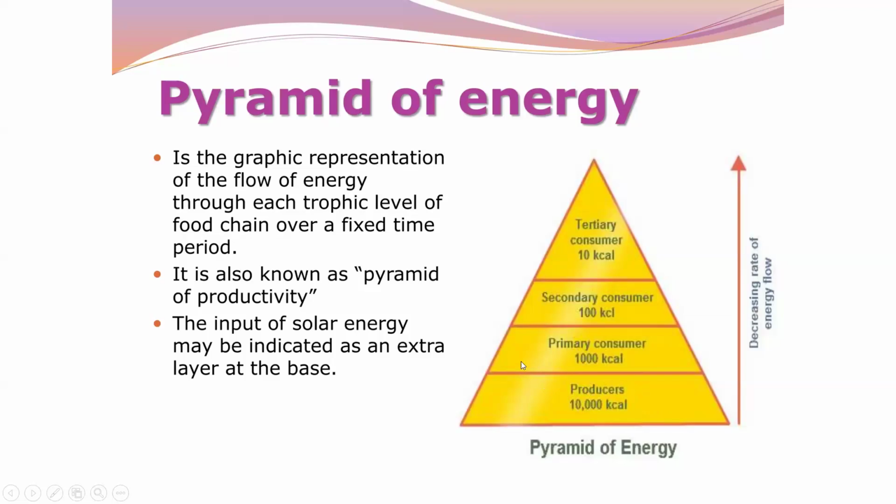While transferring from the producers to the primary consumers, the energy is decreased. Some of the energy is lost in the form of heat. That's why, while transferring from the producers to primary consumers, the energy is decreased. From primary consumer to secondary consumer, the energy is again decreasing, and from the secondary consumer to tertiary consumers also, the energy is decreasing. So the pyramid of energy is always upright in all ecosystems. As the trophic level increases, the energy flow decreases.